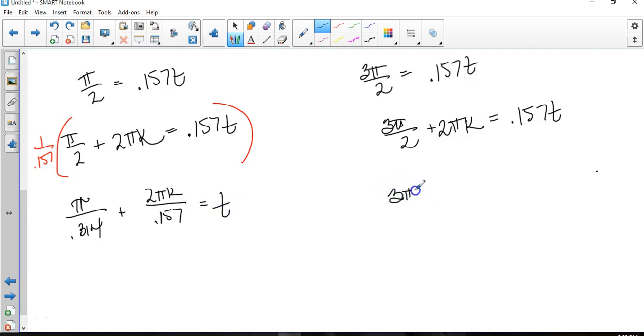This is going to be 3 pi over 0.314 plus 2 pi k over 0.157. And there's my other general solution.